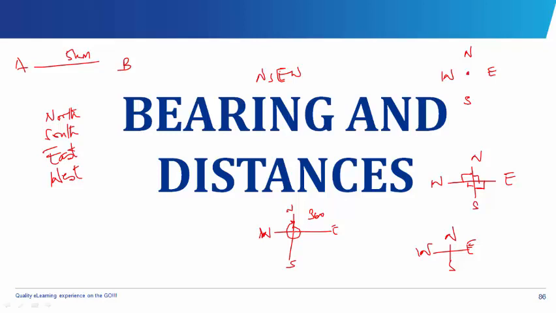So northeast now means any points between the north and the east, any points around there. Southeast, any points around there. And southwest, same thing. Then northwest is the same thing. Now, what's our business with this bearing in mathematics?